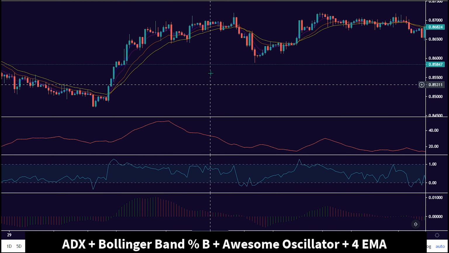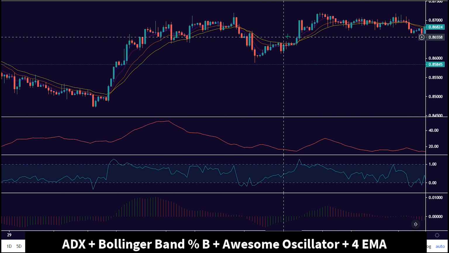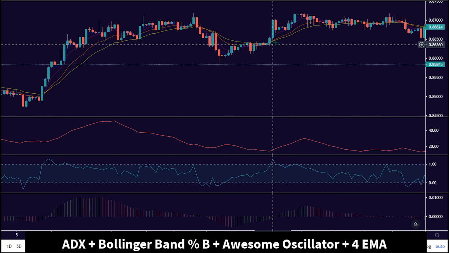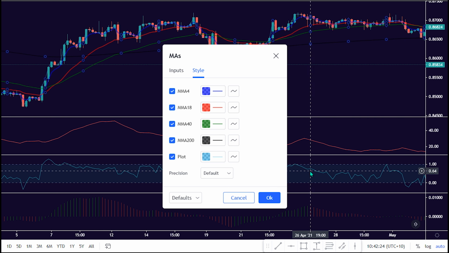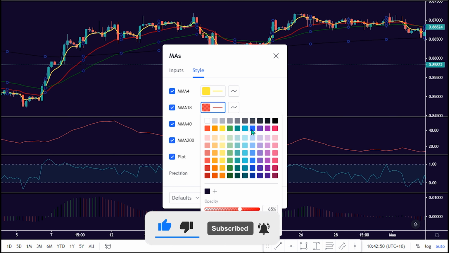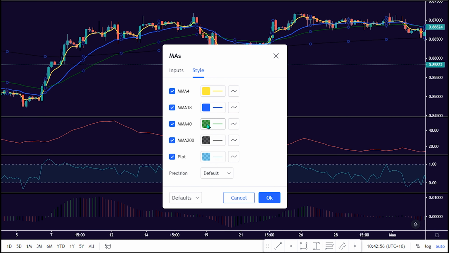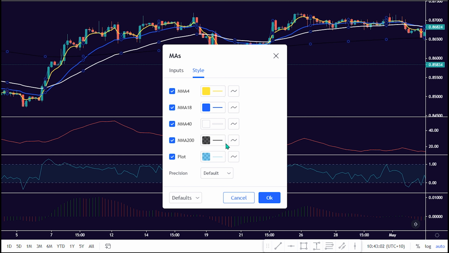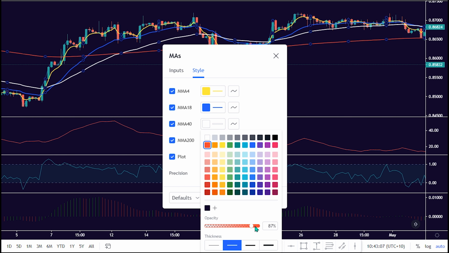As you can see on my trading chart, the 4 EMA is the only overlay trading indicator. Let's tweak the color for easy visibility. As you can see on the parameter settings, I have the 4, 18, 40, and 200 periods EMA. Let's change the 4 period color to be yellow, the 18 period color to be blue, the 40 period color to be white, while the 200 period is okay to be the red color.